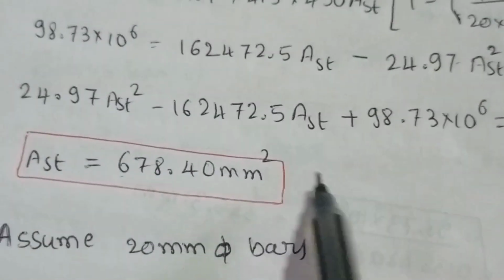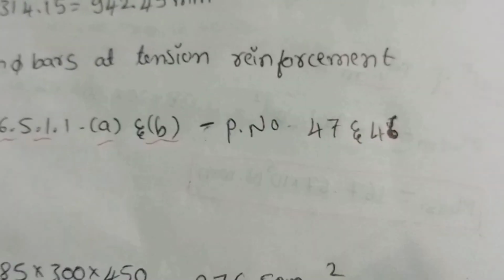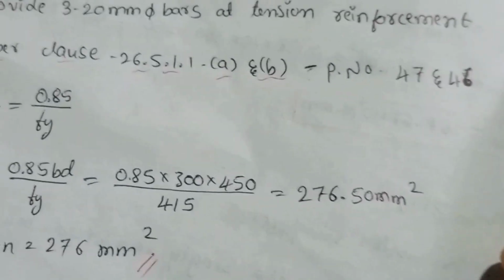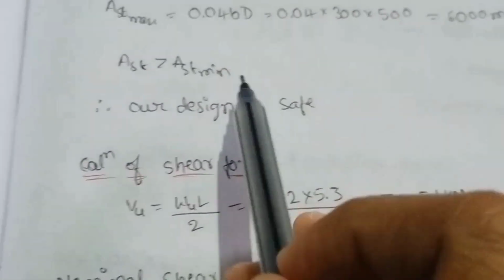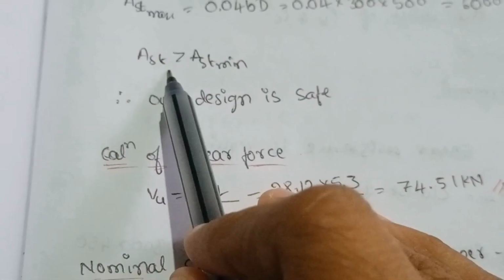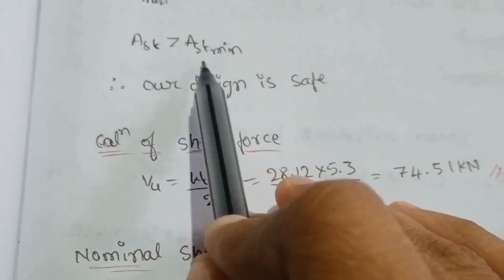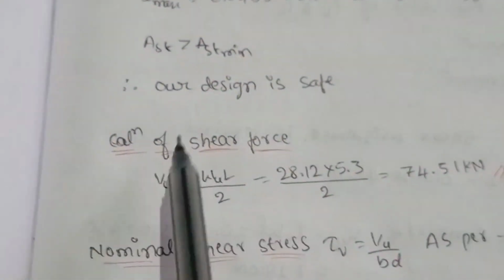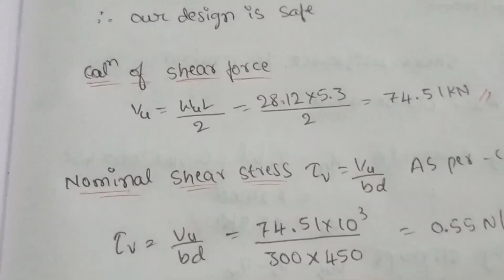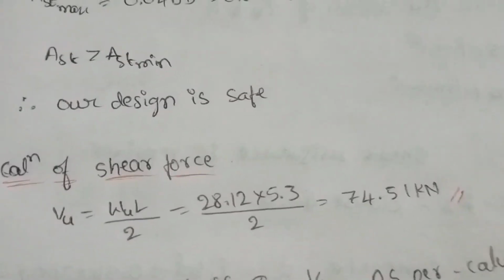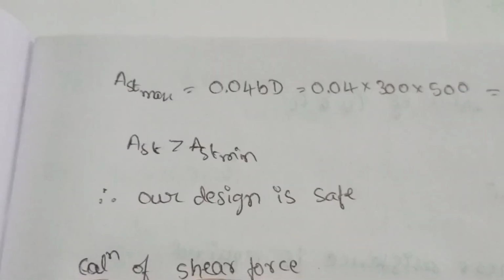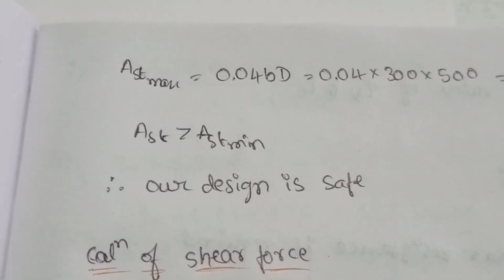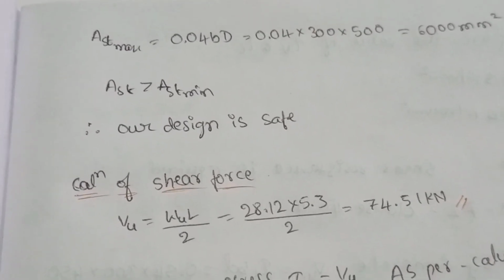678.40 mm square. So our value lies in between AST minimum and AST maximum. So our AST is greater than AST minimum. Because our value lies in between AST minimum and AST maximum, our design is safe. We have satisfied these two codal provisions. So one more codal rule we have satisfied.